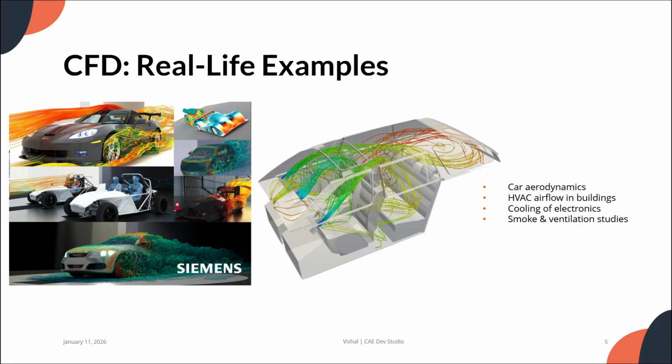In real world examples, let's say you want to simulate airflow around the car body, or you want to simulate the internal temperature when the car is running, or the heat and ventilation inside a building or inside a car body, or if you have a circuit board that is generating heat, you want to simulate it and see how the cooling will happen for the electronics. So these are some real world examples.